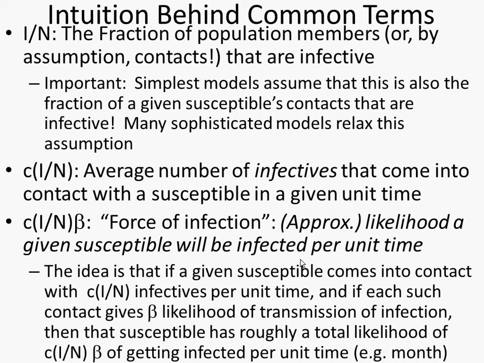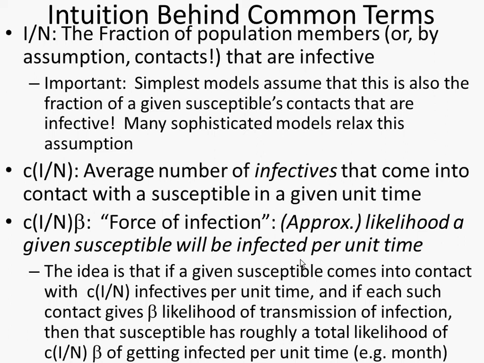So one step towards figuring out how worried I should be, figuring out how big the force of infection is that puts me at risk, is to look at C times I over N. Can anyone give an intuition as to what that means in concrete terms? If I meet 100 people in the course of the day, and half the population is infected, so I over N is 0.5, what's the intuition behind C times I over N? Yeah, exactly. In the course of that day, I run into C times I over N infected people on average.